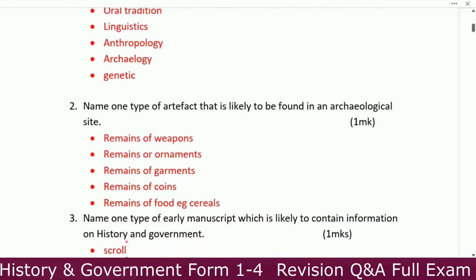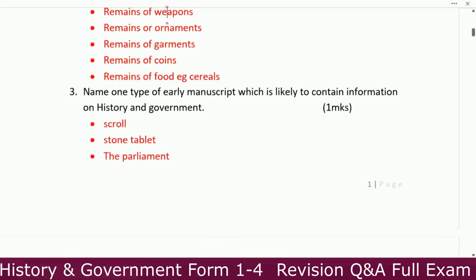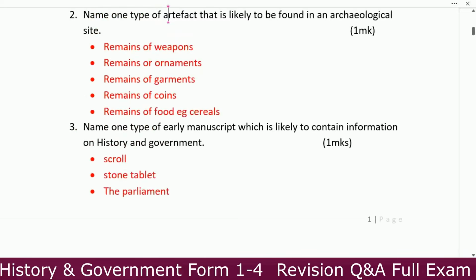Number 2, name one type of artifact that is likely to be found in an archaeological site. Number 1 is remains of weapons. Number 2, remains of ornaments. Number 3, remains of garments. Next, remains of coins. Next, remains of food, e.g. cereals.